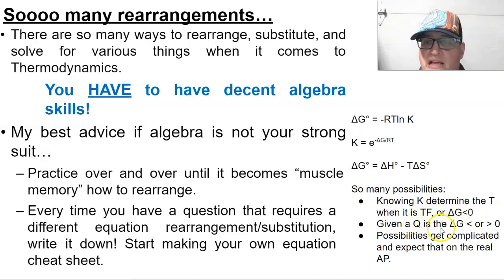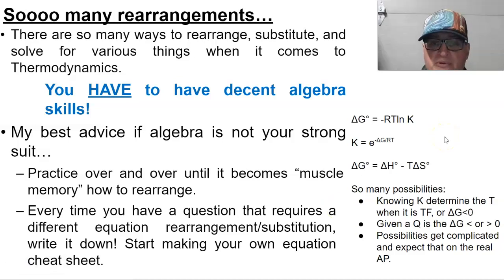Given a Q, delta G tells you if it's going to be spontaneous or not, based upon knowing what your Q is. They can get really complicated, and you've got to really expect that in any real AP test. So doing a multitude of practice just gives you the opportunity to see these. And again, when you come across these, they're also going to include electrochemical cells, which we'll continue to talk about in the upcoming sections.